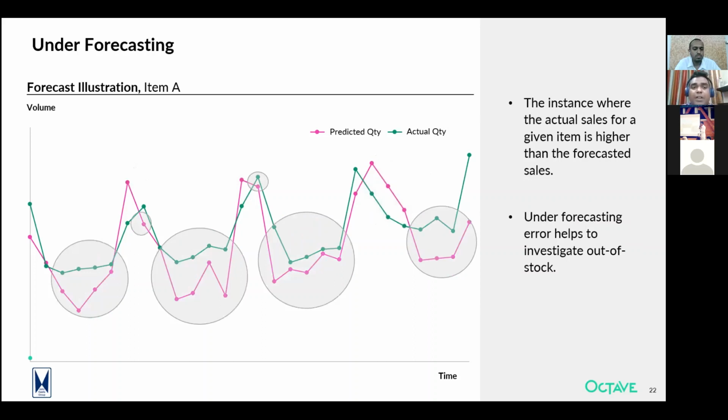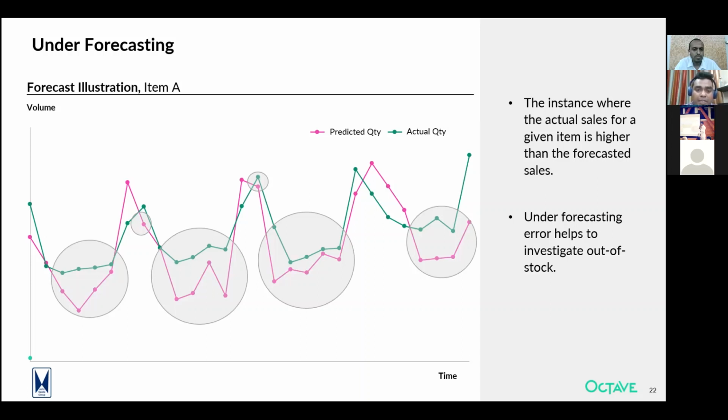On the other hand, let's take the under forecasting error. For the same ginger beer, your model says the sales are going to be 100 units, right? But you have 200 unit sales. That means your model did an under forecasting. In that case, you don't have enough stock to make the sales, so there's going to be an out of stock.